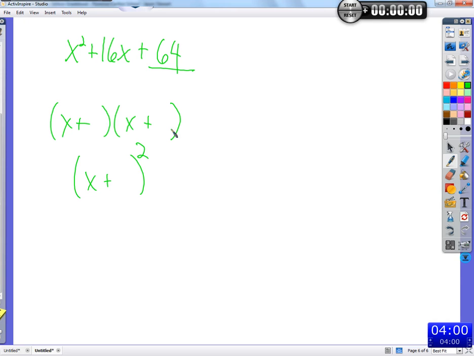Two identical numbers that add up to 16. We don't have to call it half of 16. We just need to say two numbers that are exactly the same that add to 16. Now what we just did was define the half of 16.